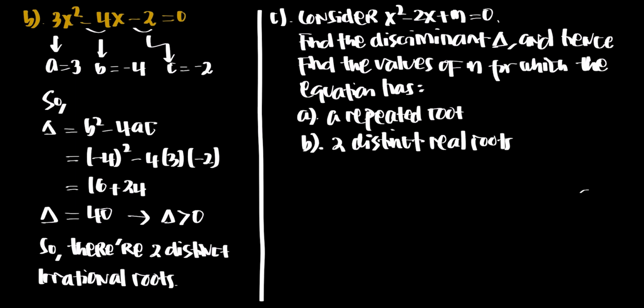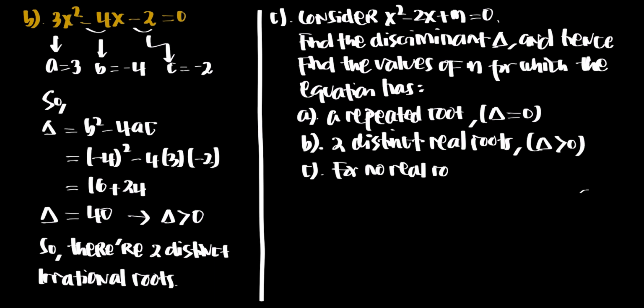So what we can see here is that we have to find out the value of a, whether it is bigger than 0. If it is a repeated root, it means that a equals 0. When it is two distinct real roots, it means that a is bigger than 0. For no real root, this is smaller than 0. So that is the thing that we have to understand.